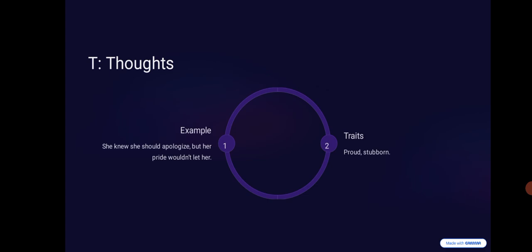So reading this, I came out with the trait of pride, stubbornness. Somebody can talk about arrogance. Somebody can talk about a character, because somebody is saying that she knew she should apologize, sorry, but her pride wouldn't let her. Realization of being wrong, but refusal to accept that I am wrong because that will affect my ego. So I will not do it. So from the thought you get to know that.